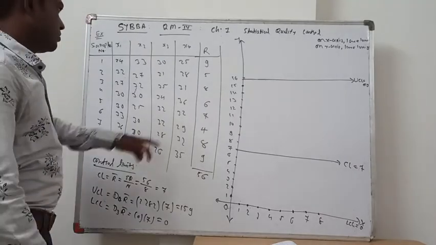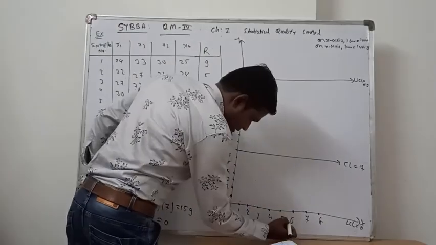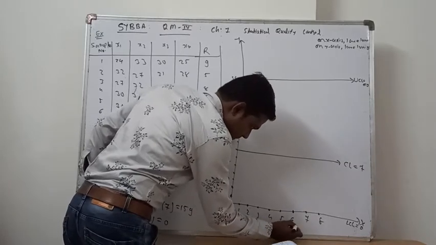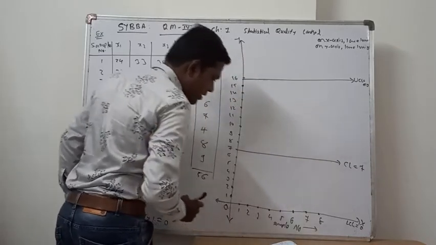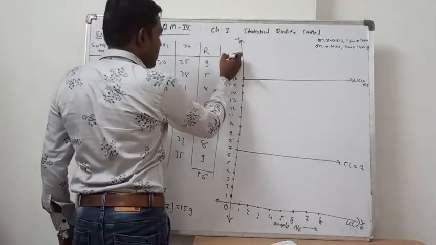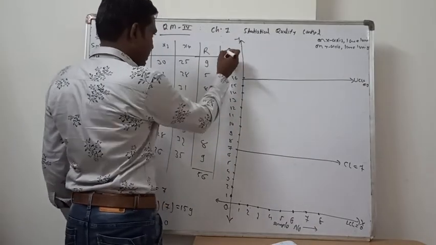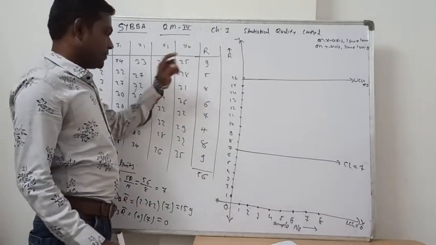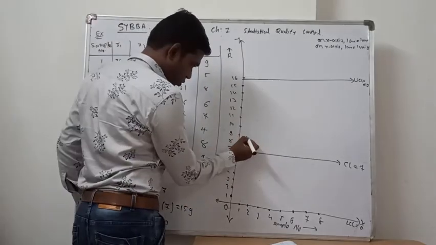Now we put this answer over here. One thing we are missing over here: we have to write the sample number on the x-axis, and on the y-axis we write the range, that is R. Now the first point, that is 9, over here.